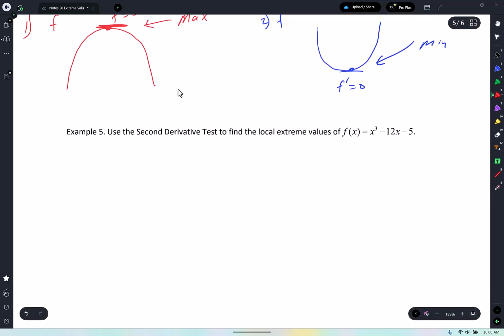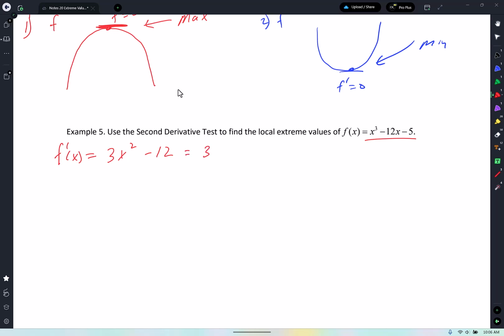So here we go. Use the second derivative test. First I've got to find the first derivative. So write f prime of x equals, just regular power rule, 3x squared minus 12. Are we still okay? All right, I'm going to factor out a 3, and I get x squared minus 4. I'm going to set that equal to 0. X squared minus 4 equals 0, so x squared equals 4. So x equals plus or minus 2.